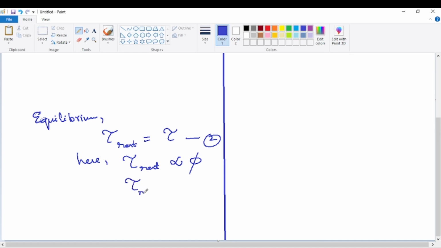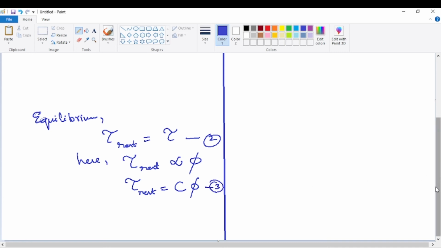So tau restoring can now be written as some constant into phi. This constant is taken as k or C, and it depends upon the phosphor bronze wire and spring. It is simply called the restoring torque per unit twist. So C can be written as tau restoring divided by phi. What is tau restoring by phi? The restoring torque per unit deflection or unit twist. That's the constant C here. This equation is called 3.